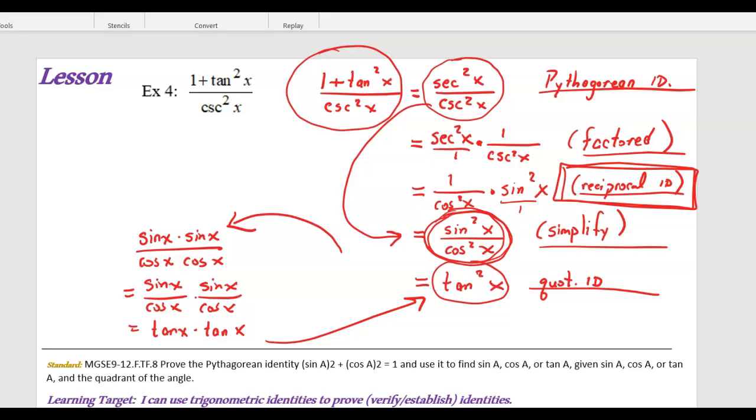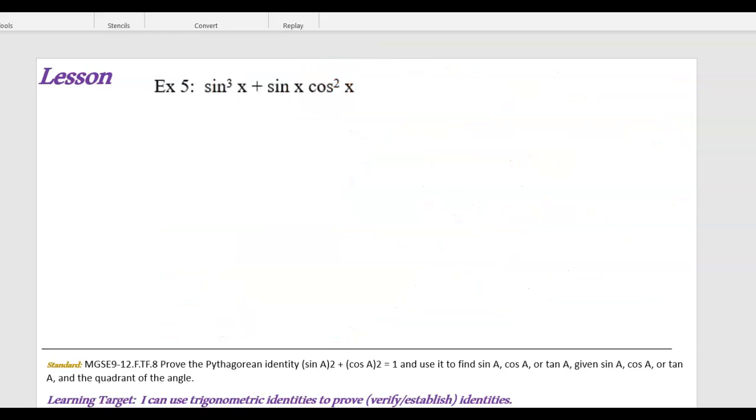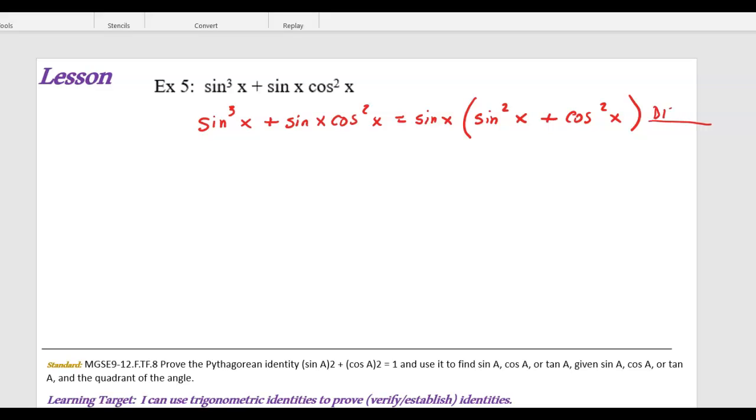All right, example 5. So now every time we do one, we're getting a little bit better, a little bit faster. So I'm going to rewrite sine cubed of x plus sine of x times cosine squared of x equals, once again, I see a sine, I see 3 factors of sine, and I see another factor of sine. I'm going to factor out sine of x. How do I know that? That is the distributive property.